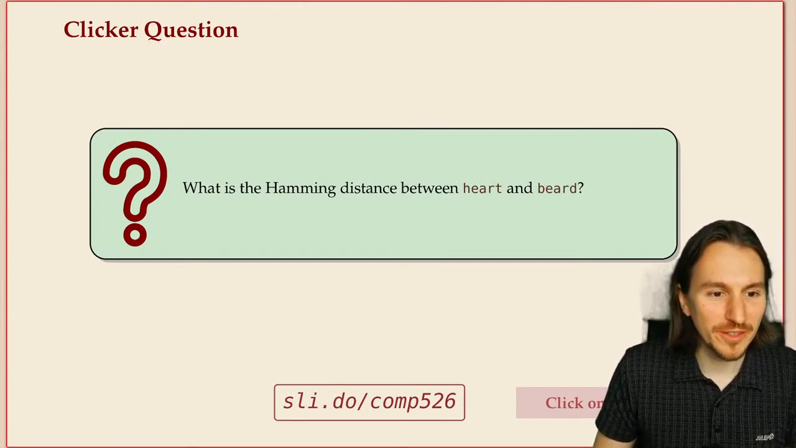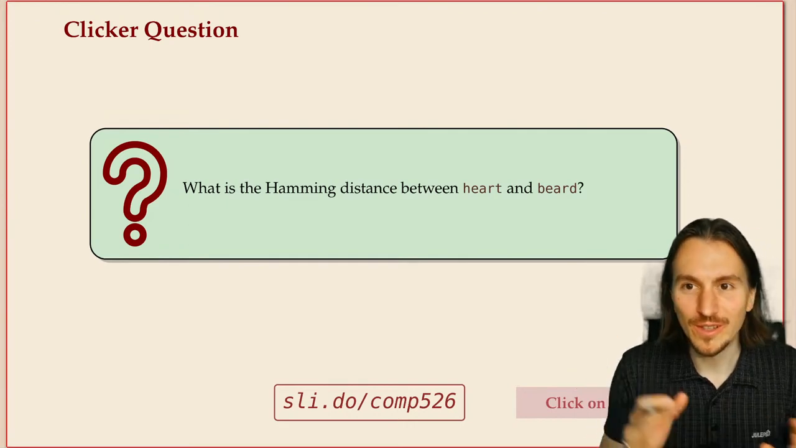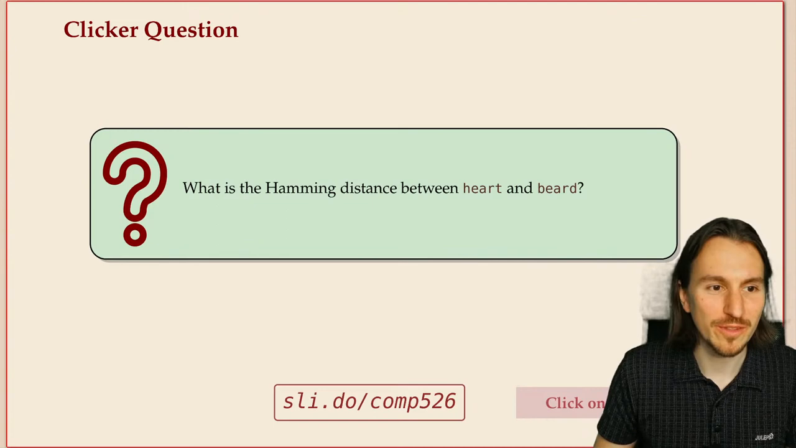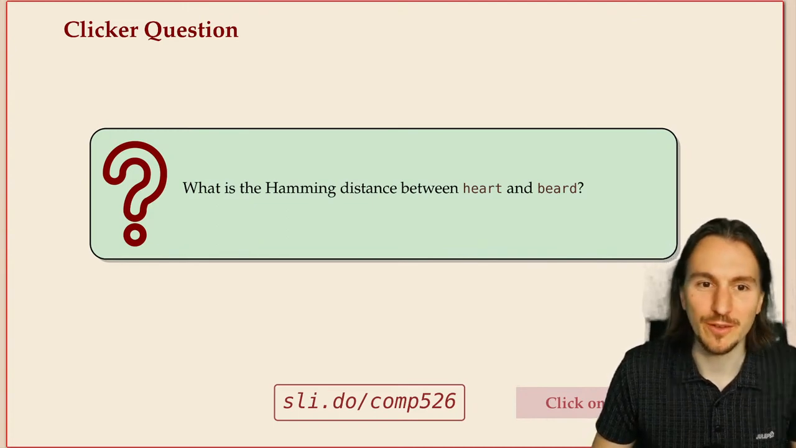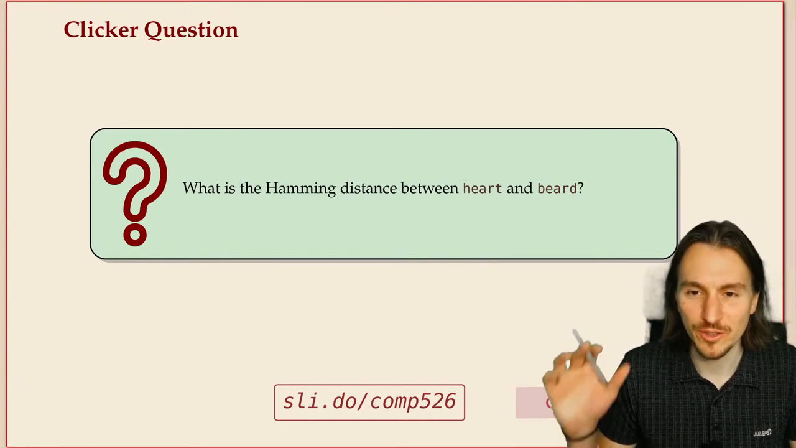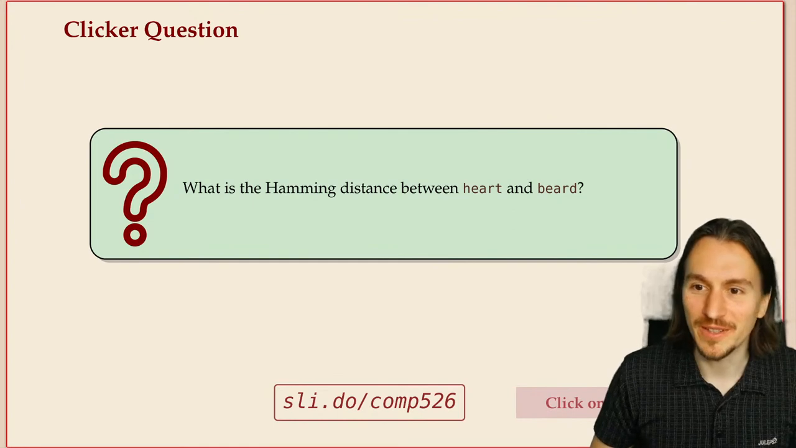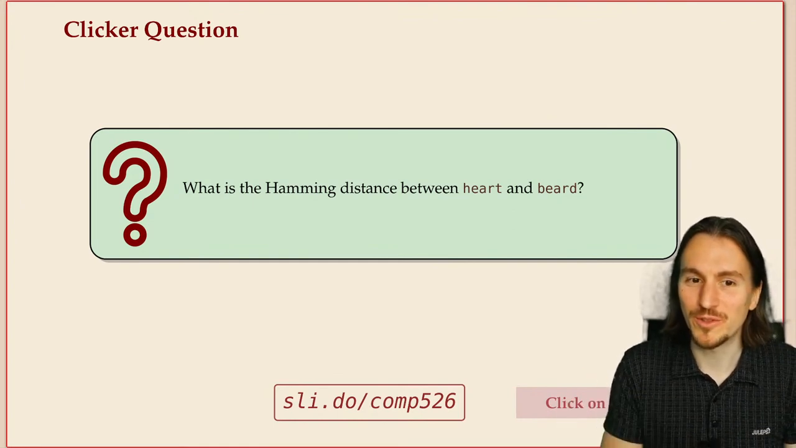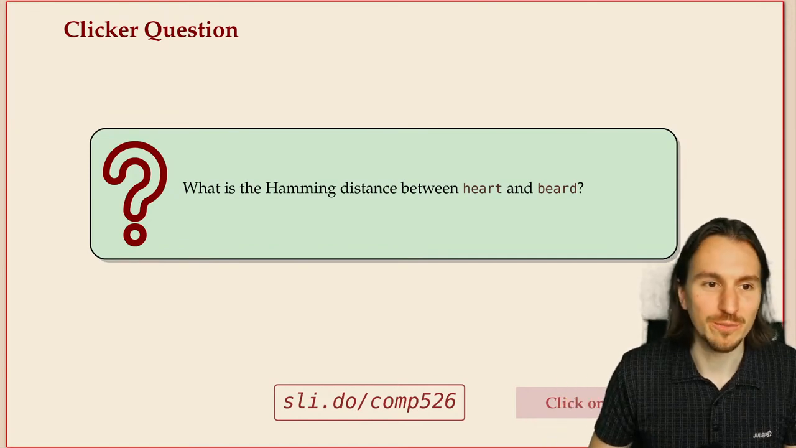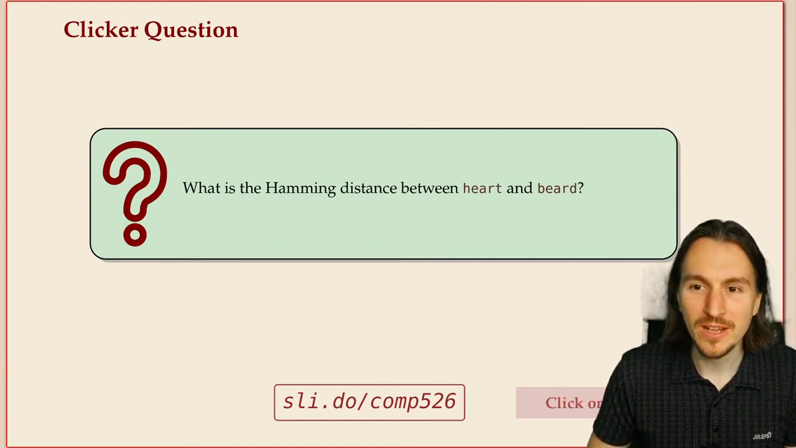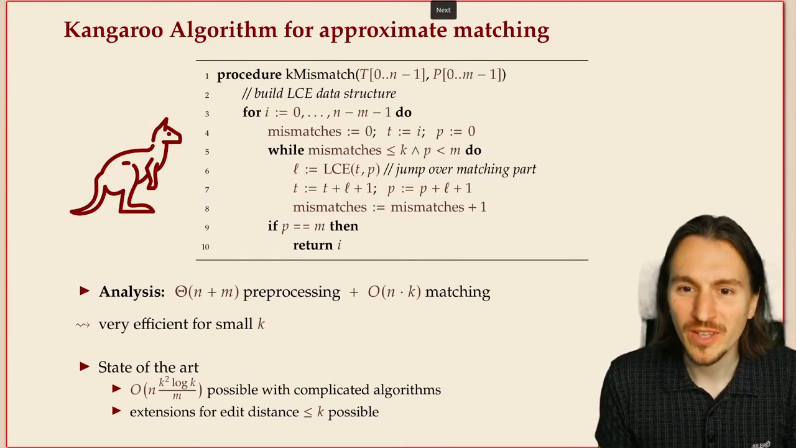A little poll, but I don't have much time left for this one, so I'll just leave it running and continue with the example, just to see if you are fine with the definition of Hamming distance. So just put in the number for this one. The Hamming distance between those two is the number of characters where there's a mismatch between those two. I think this is easy enough.